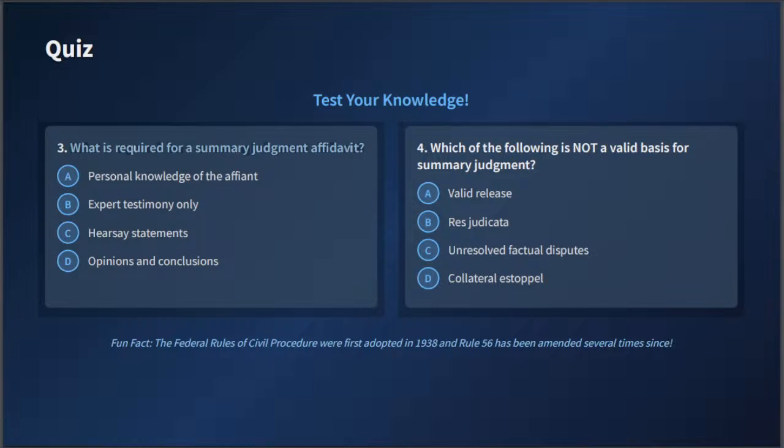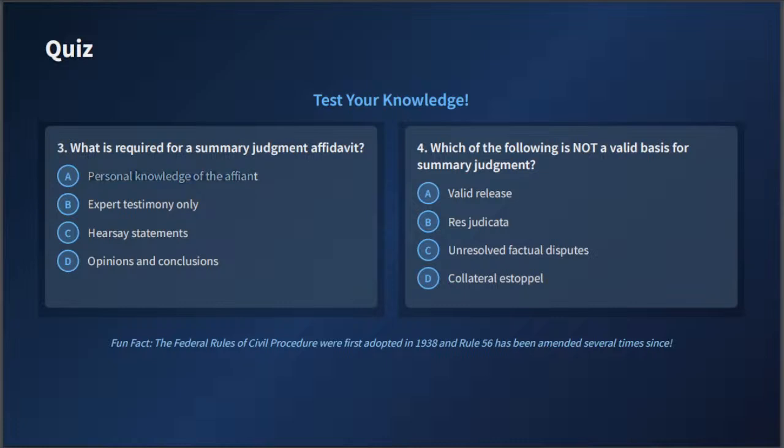Okay, so let's get back to the quiz here. And we have here for number 3, what is required for a summary judgment affidavit? So now we're on to the affidavit. What would it contain? A, personal knowledge of the affiant. B, expert testimony only. C, hearsay statements. Or D, opinions and conclusions. What's required for a summary judgment affidavit? Just think about affidavits and it should be easy enough. So that's question number 3.